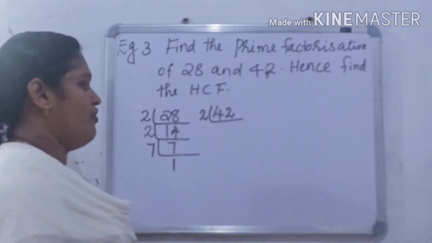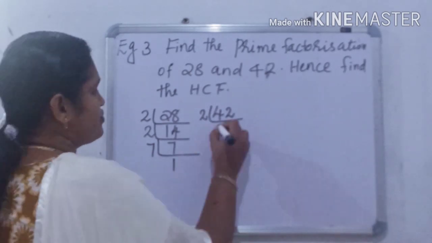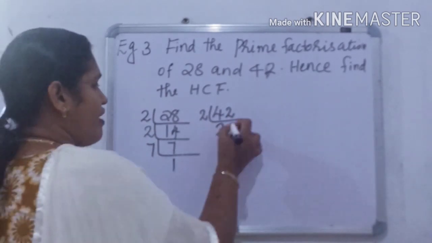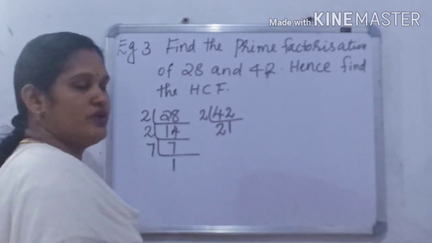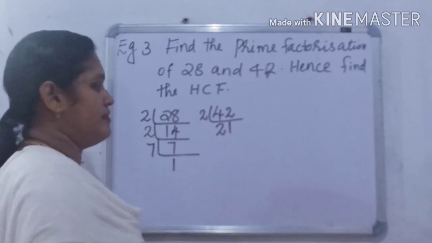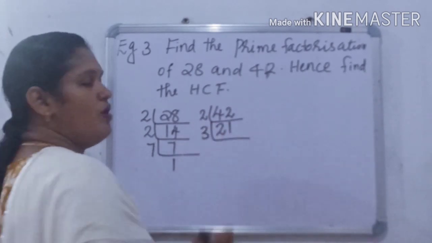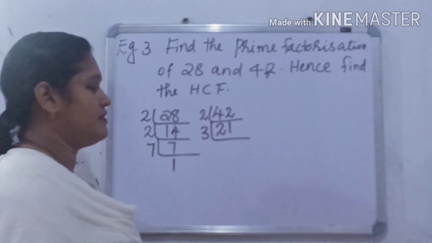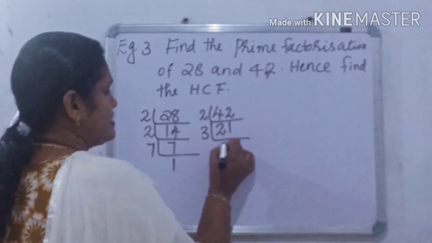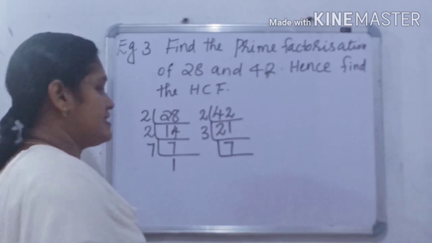Then 4. How many 2's are there in 4? 2 2's are 4. In 2, how many 1's? 1 2 is 2. Clear? Then 21. 21 is an odd number, but it is divisible by 3. How many 3's are there in 21? 7 times 3's are there in 21. 7 3's are 21. 7 is divisible by 7 only.